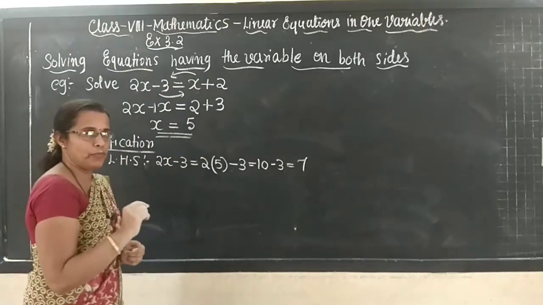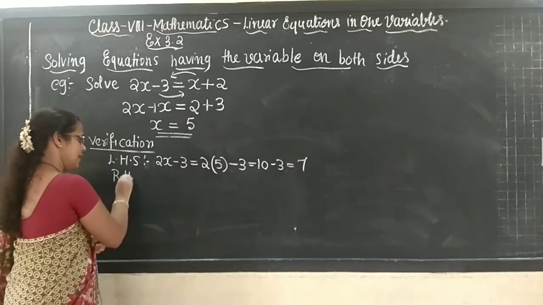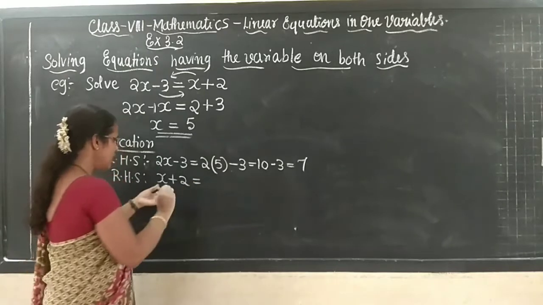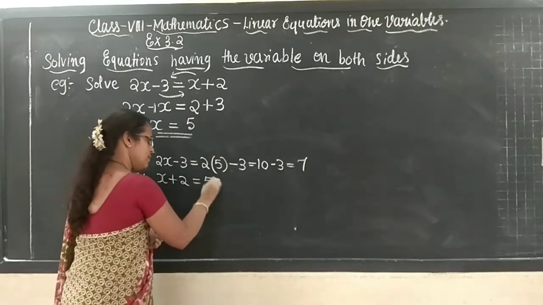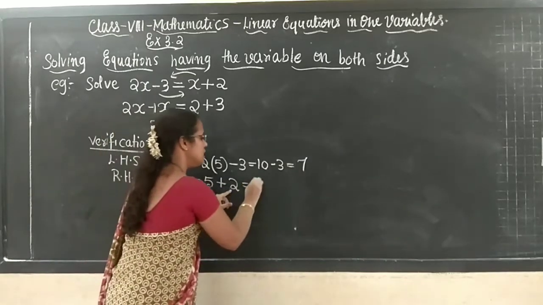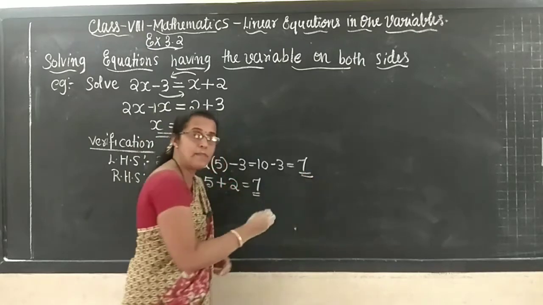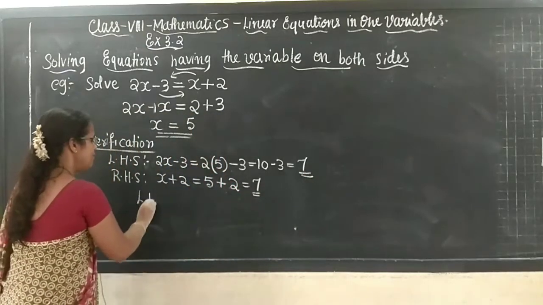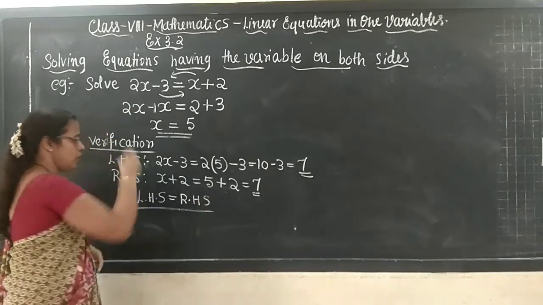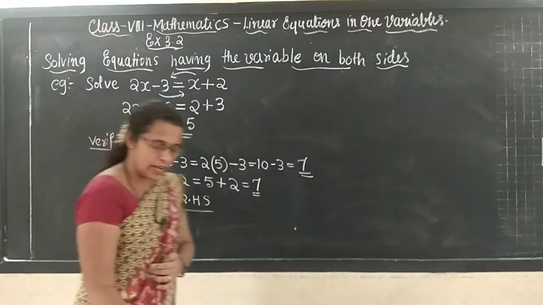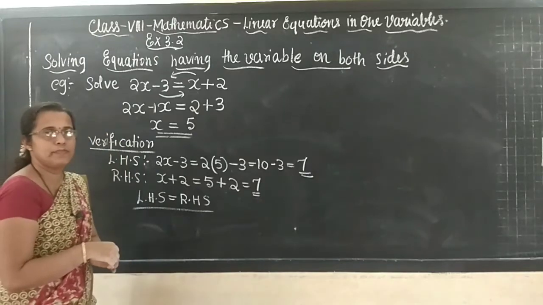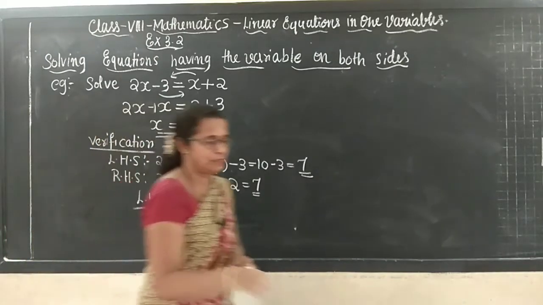Now the right hand side: x plus 2. What is x here? 5, plus 2, which is already here. I can't change this value. So 5 plus 2 is 7. So on both sides I get the same answer. We have to write left hand side is equal to right hand side. This is for verification, to check whether the method is right or wrong. Is it okay, children? Hope you all understood this example. Do it in your math class.